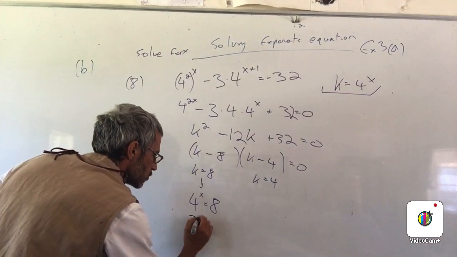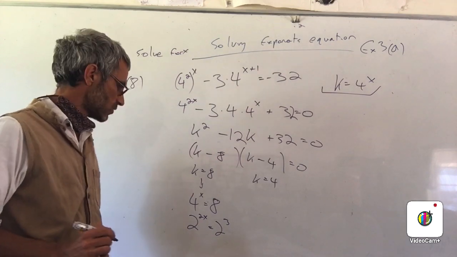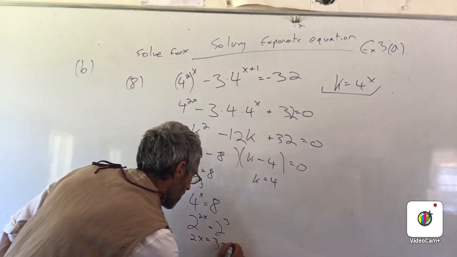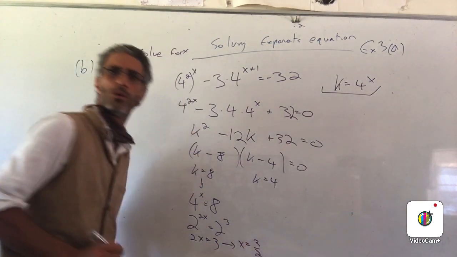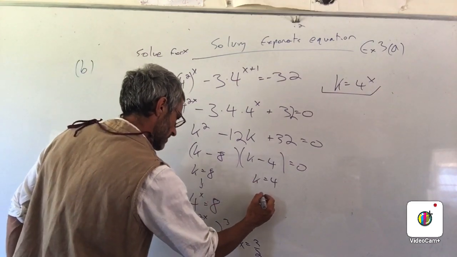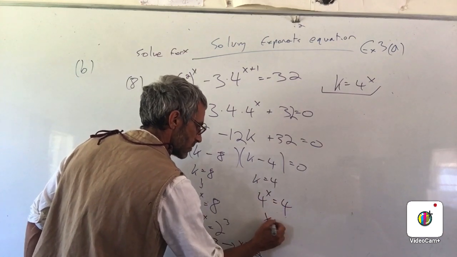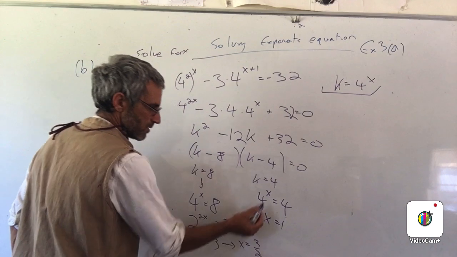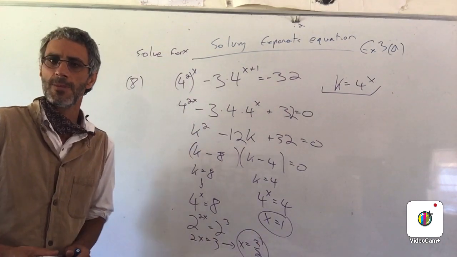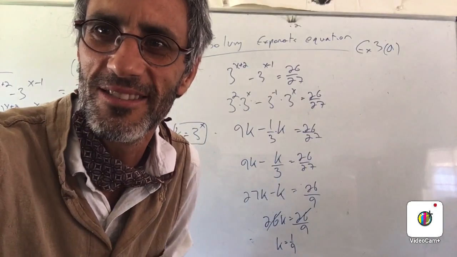Correct. So 2 to the power of 2x equals 2 cubed. I'm pushing everything to base 2, and that means 2x equals 3, so x equals 3 over 2. Right. Now this one will be a bit easier, I think. 4 to the power of x equals 4. That's easy: x equals 1. So these are the two solutions. I'll pause here. Okay, well done. That was hopefully not too bad. See you later.